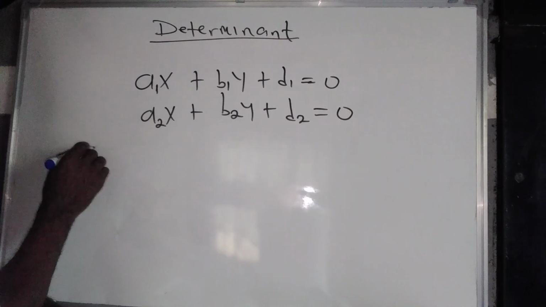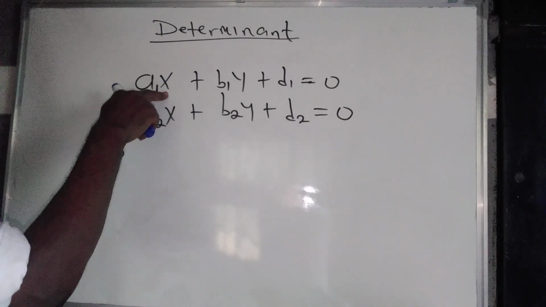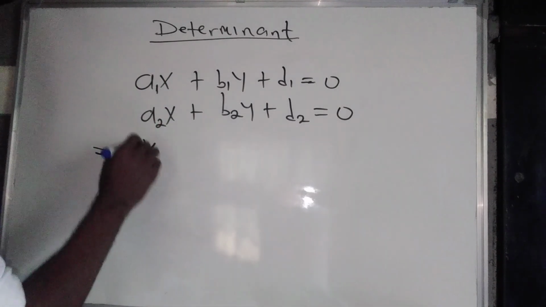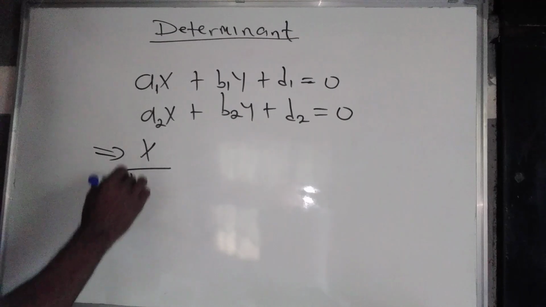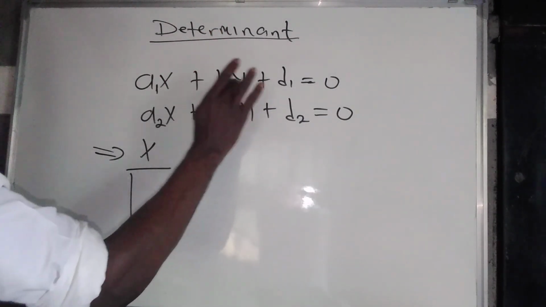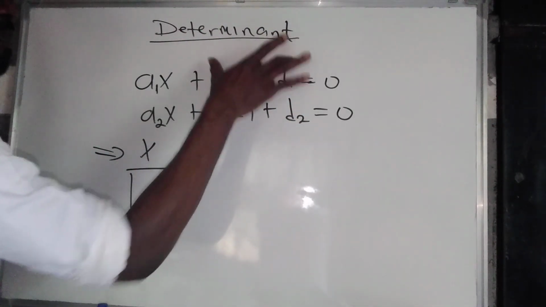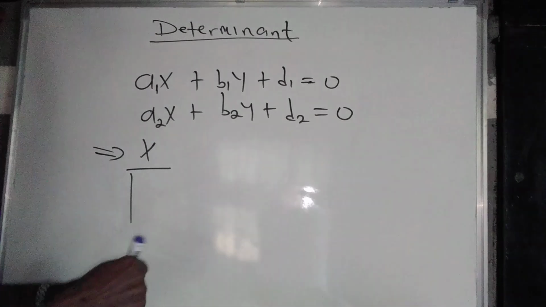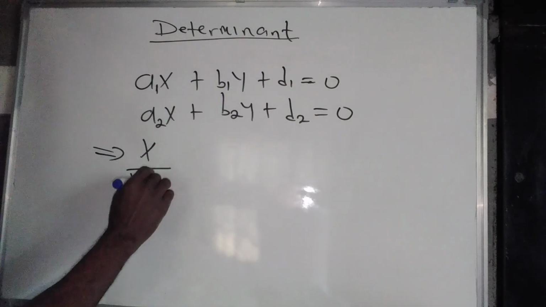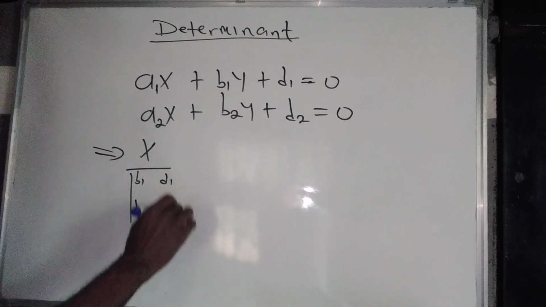To go about this, you need to understand that the first variable of interest, which is x, is what we need to eliminate. To eliminate it means that you pick the coefficient of the next variable and the constant. So when we eliminate this side, we pick the coefficient of y and the constant to form a 2 by 2 determinant, that is b1, d1, b2, and d2.